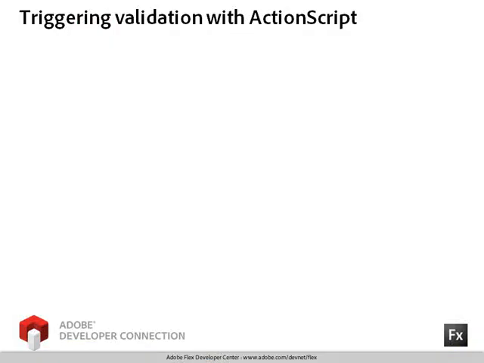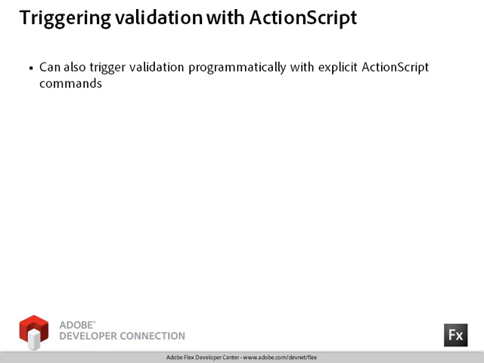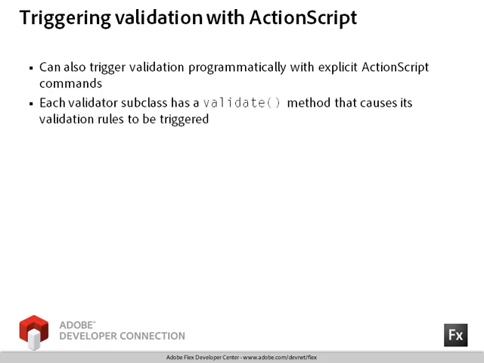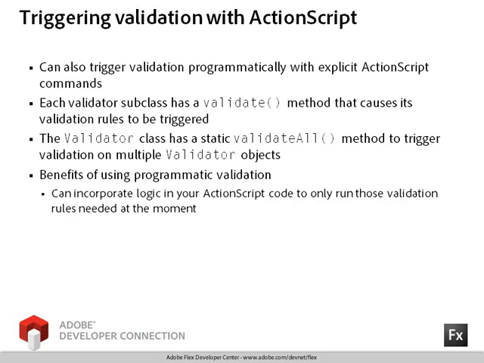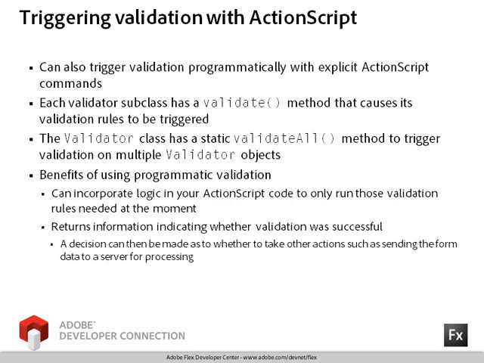You can also trigger validation with ActionScript instead of MXML commands. Each validator class has a validate method that can trigger the validation. The validator class also has a static validate all method that you can use to trigger validation on multiple validator instances at once. Static methods can be called directly on the class rather than on the instance of a class. Two benefits for programmatic validation are that you have more precise control over which validation rules are run, and the validation methods will return a successful or unsuccessful indication that you can then use to take other action, like sending the form data to the server.